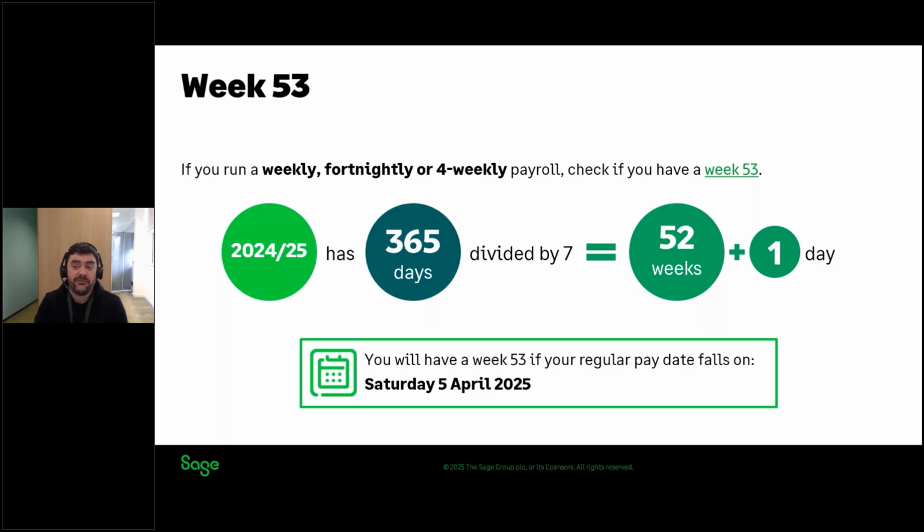So in 2024 to 25, there were 365 days. When you divide that by 7, you get 52 full weeks, but there is one extra day. And if your pay date happens to land on that extra day, that is when you end up with a week 53. And it's called this because if you paid weekly, that would be your 53rd payment of the year. Now, yes, this year, it will only happen if your regular pay date falls on Saturday, the 5th of April.